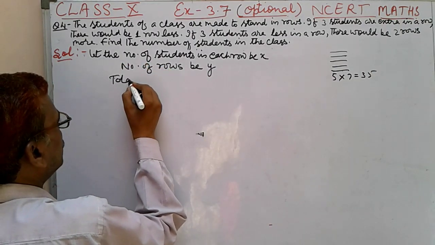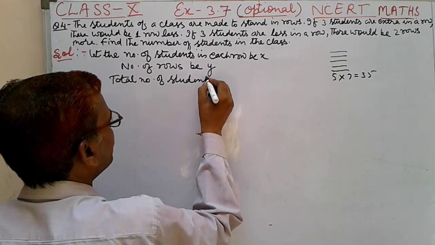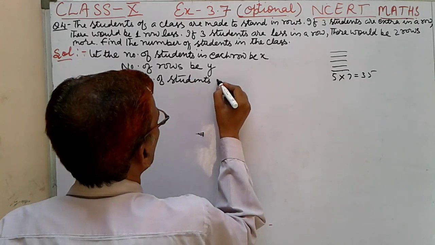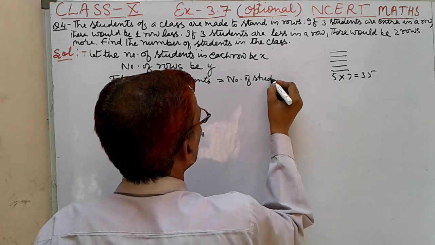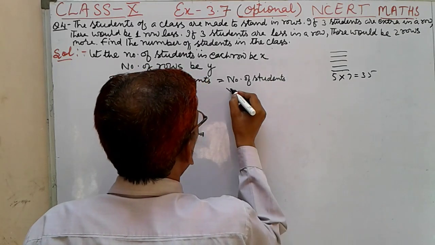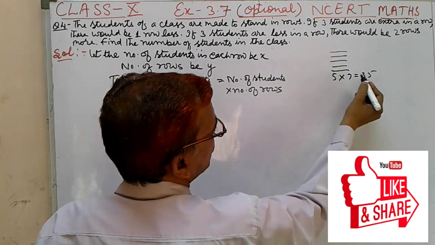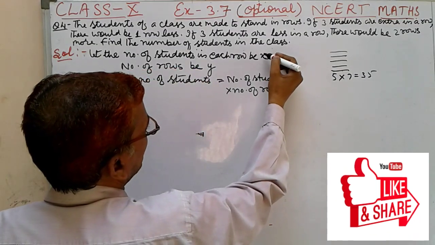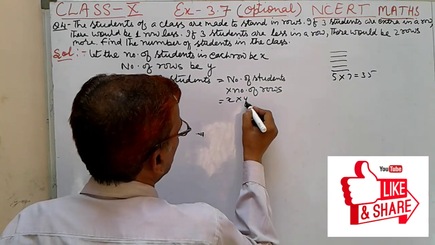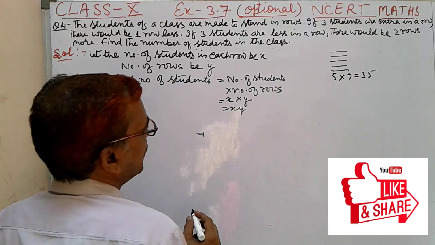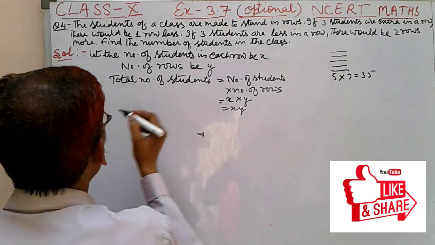The total number of students will be number of students into number of rows. Like this, 5 into 7 is equal to 35, and apply the same format here: x into y is equal to xy. Now what is case number 1 according to the first statement of the question?